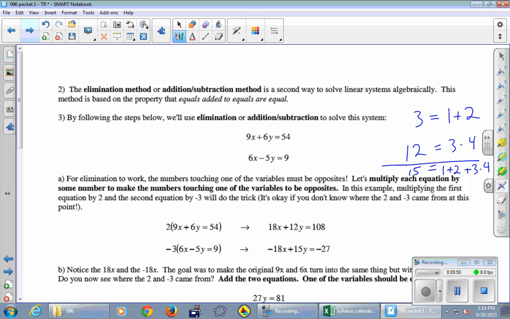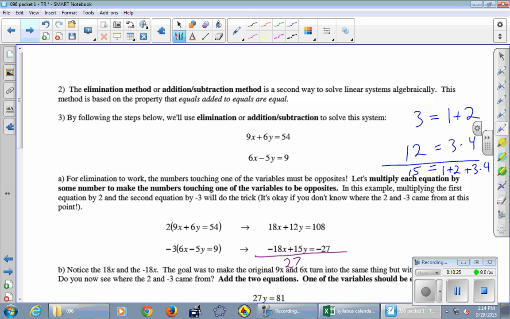Then we're going to multiply the second equation by -3. Again, don't worry about where the numbers came from, but we'll see something good, and then we'll figure out the numbers. Multiplying here, we get -18x plus 15y, and then the right side is minus 27 times the second equation. It's equivalent to the original second equation. We know equals plus equals gives equals. If you add these equations, what happens to those x's? They cancel. Let's add the y's. How many?